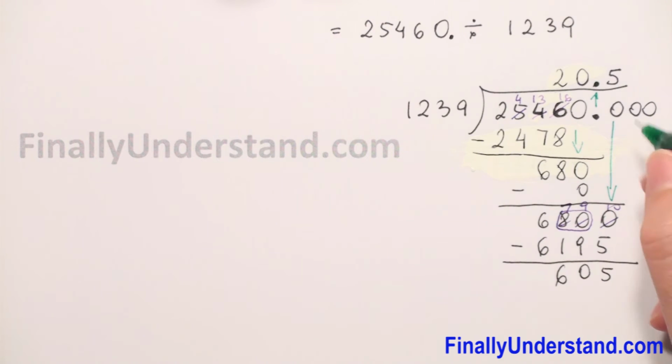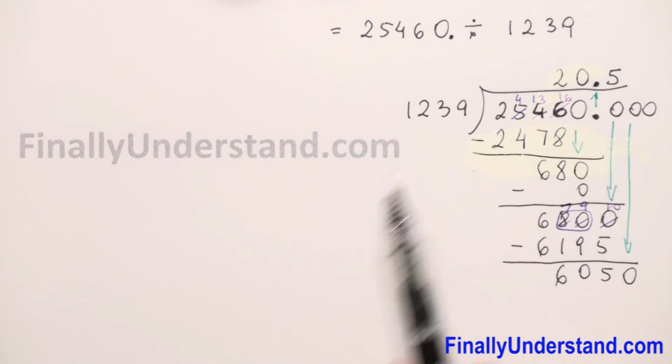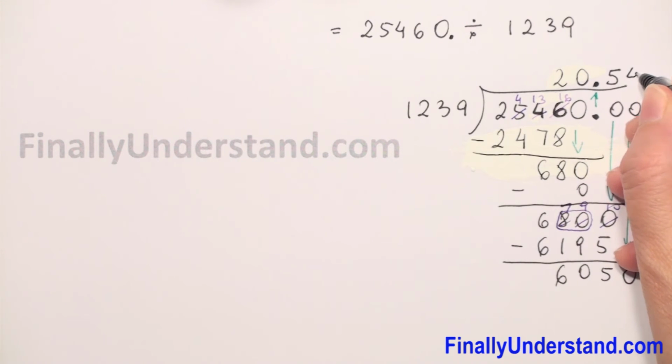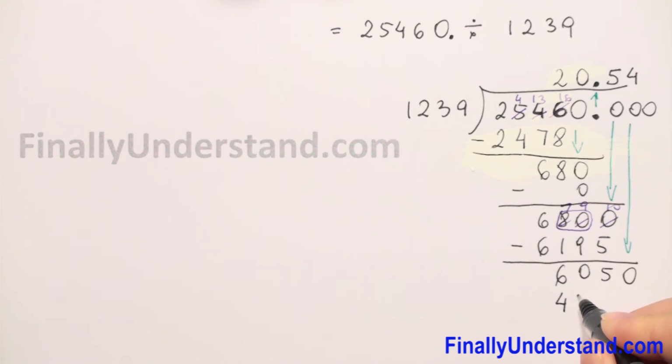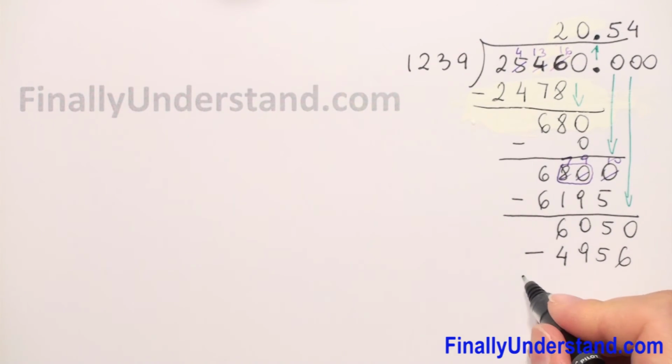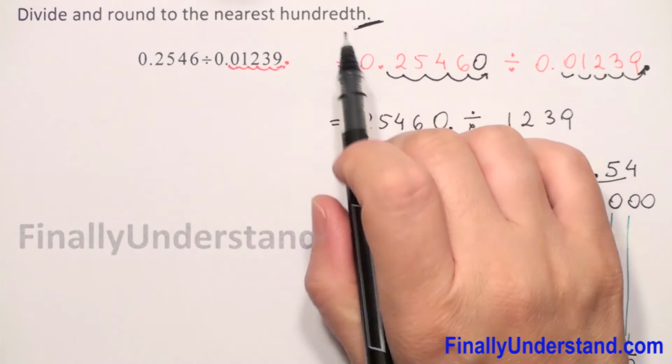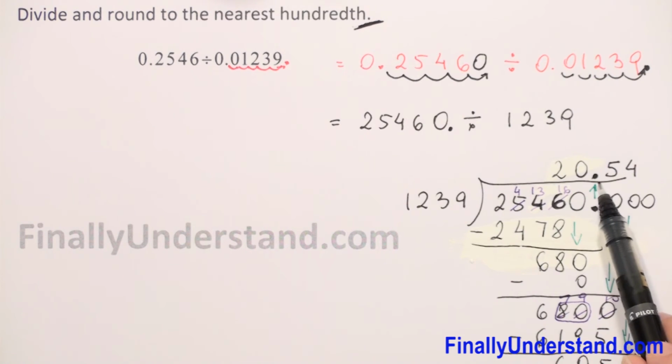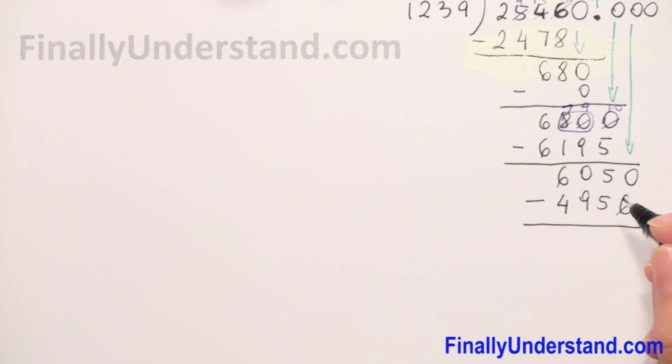What next? We have to take down the next digit. So we have 6050 divided by 1239. It will be 4. 4 times 1239 will be 4956. Subtraction again. We round to the nearest hundredth, like I said, so we need 3 digits after the decimal point. So we need only 1 more. So now we have to do subtraction.